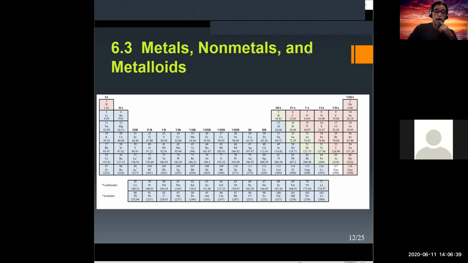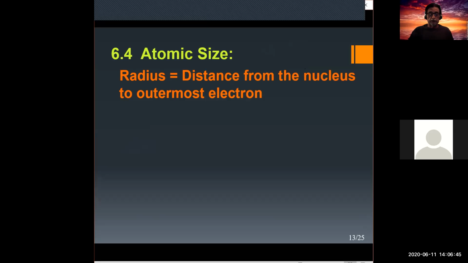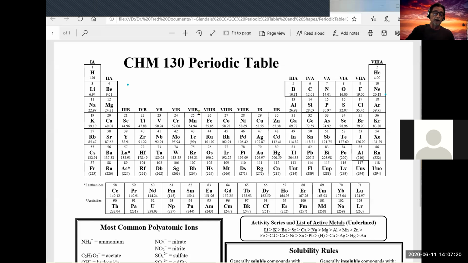Okay, so the radius. We're still talking about the periodic table. We had one property that I introduced to you. That is that as we go down the periodic table, the elements get bigger. It makes sense, right? Because the electrons occupy a higher energy level, so the elements get bigger. Meaning the radius, that is the distance from the nucleus to the outermost electron, gets larger as we go down the periodic table.